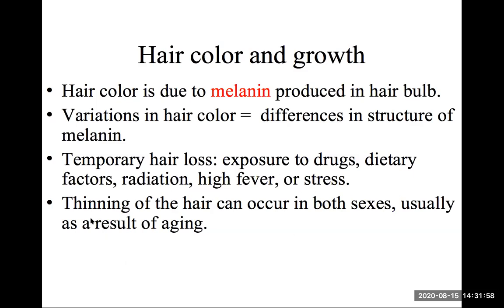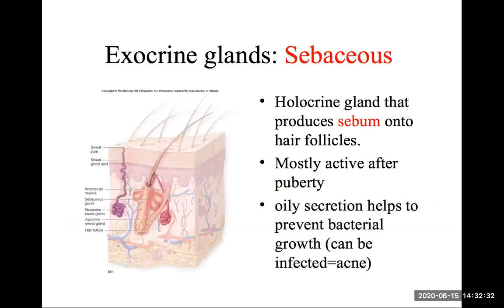Okay, permanent or irreversible thinning of the hair occurs in both sexes, usually as a result of aging. So as hormone levels change, both men and women will get less hair. But that's talking about head hair, terminal hair. This is not the same thing as what's often called male pattern baldness. That is genetic. Okay, women can also be affected by baldness, but that's not what I'm talking about here. This is just an overall loss of hair that's part of the aging process. All right.